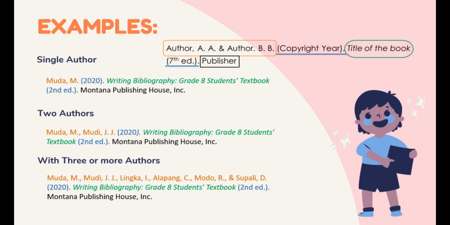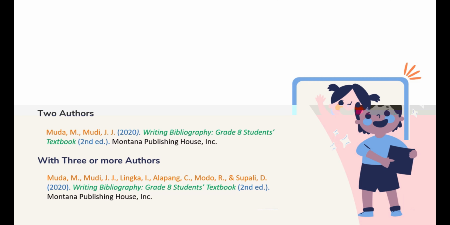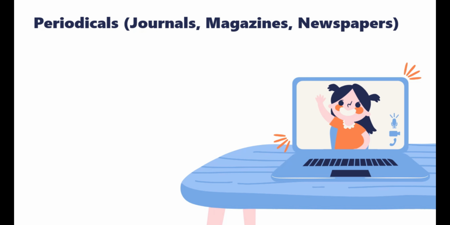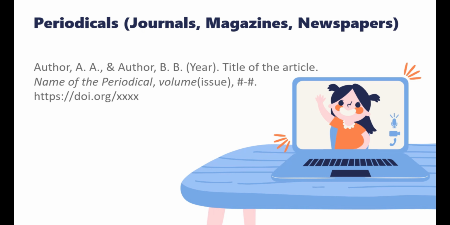So for now, just take a look at the given examples so you can familiarize how to cite sources from the book using APA format. We are done with books. Let us now go with periodicals such as journals, magazines, and newspapers. So here is the format when you are citing periodicals.